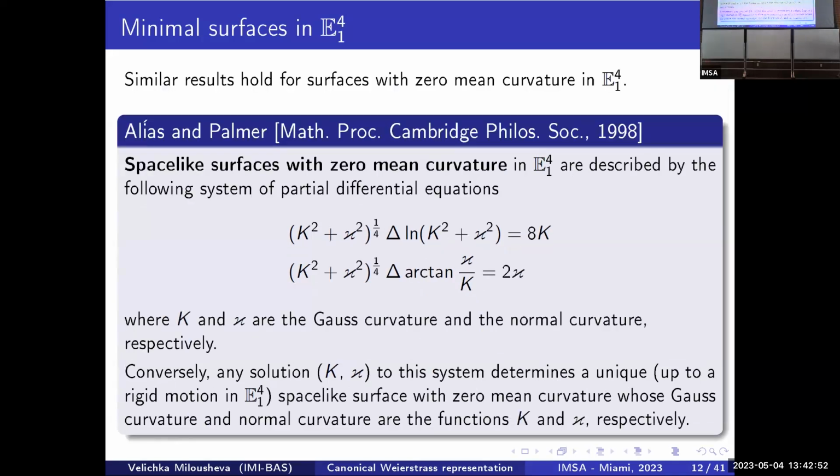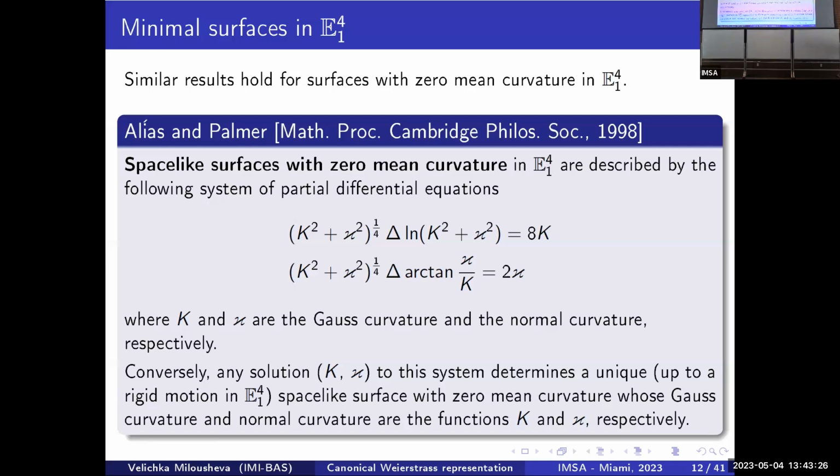Now similar results hold for surfaces with zero mean curvature in the Minkowski 4-space, E^4_1. The class of space-like surfaces with zero mean curvature in the Minkowski 4-space is described by a similar system of partial differential equations, which you can see now. And conversely, any solution to this system determines a unique, up to a motion in the Minkowski space, space-like surface with zero mean curvature.